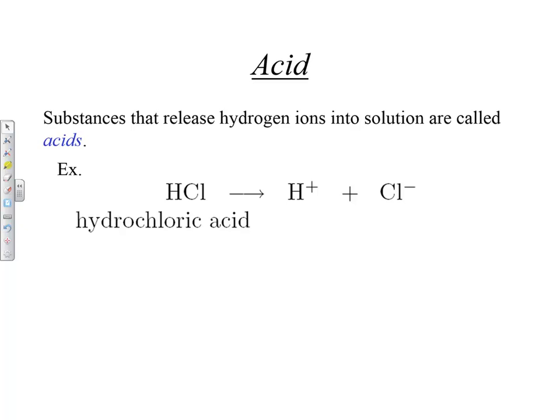So what is an acid? And you probably already know that from your high school chemistry. Substances that release hydrogen ions into solution are called acids, right? For example, hydrochloric acid, if you mix it with water, is going to dissociate to a very large extent to give you hydrogen ions and chloride ions, positively charged hydrogen ions and negatively charged chloride ions. It's the presence of these positively charged hydrogen ions that gives it all its acidic properties, okay?